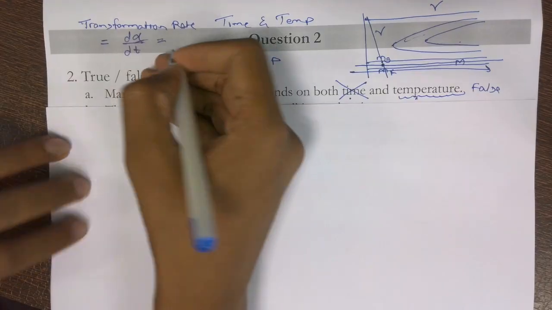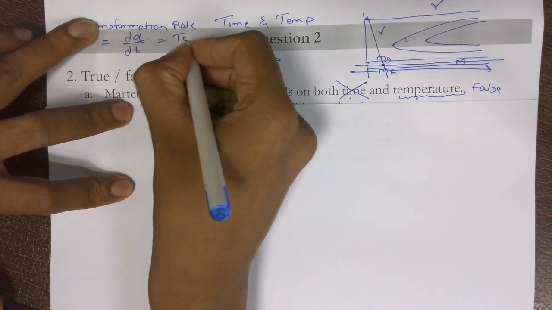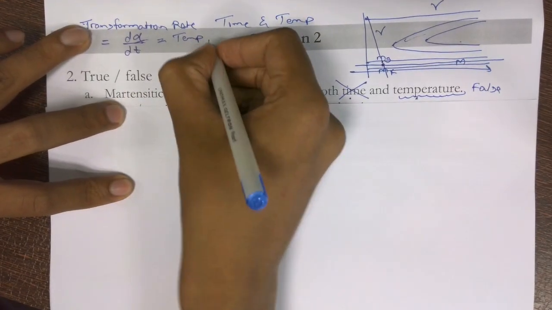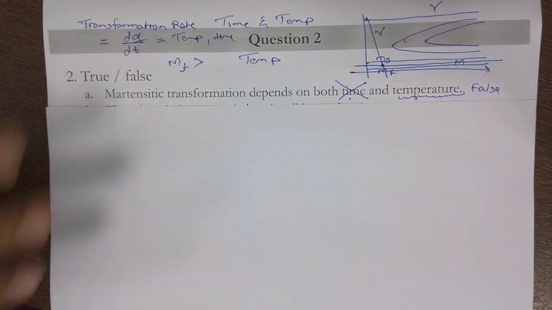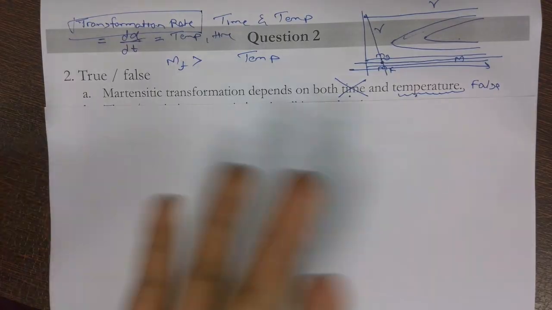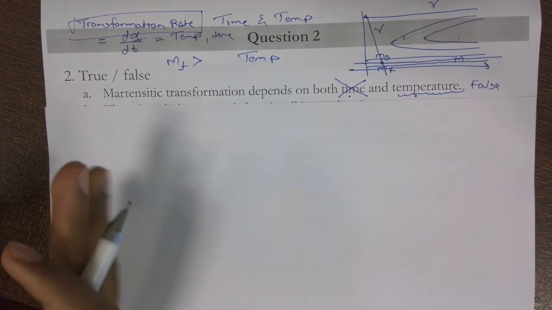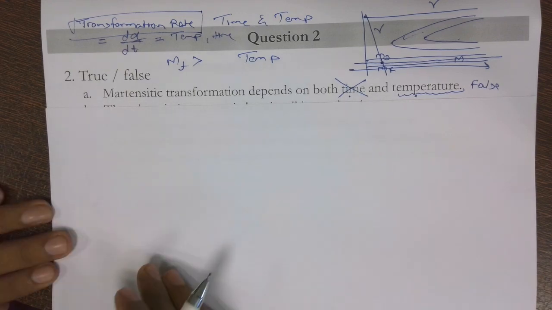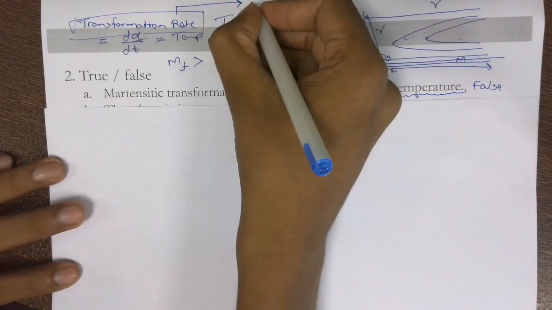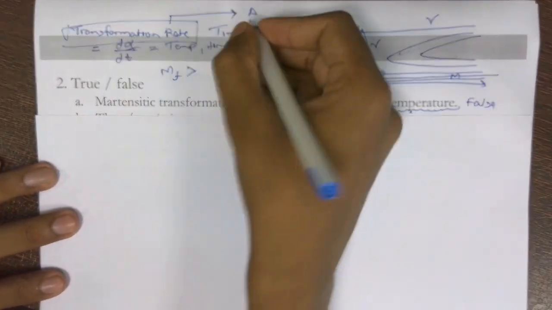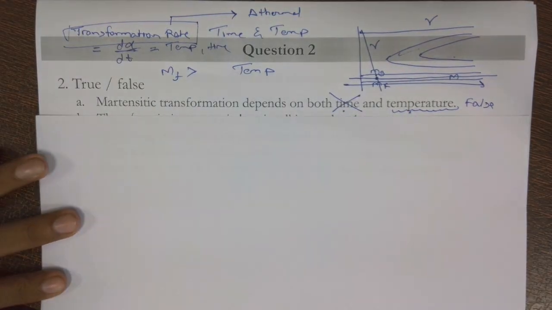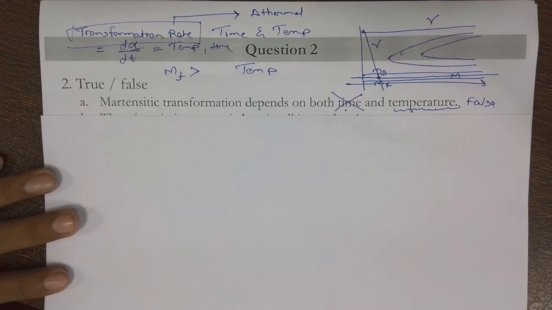So the transformation rate is always fixed. Like you just put it at a particular temperature, and the transformation is done. So overall, we call it athermal. Martensitic transformation is athermal. It doesn't depend upon the time. But the fraction transformed will depend on temperature. Since we are talking about the rate here, the rate is not depending upon time.